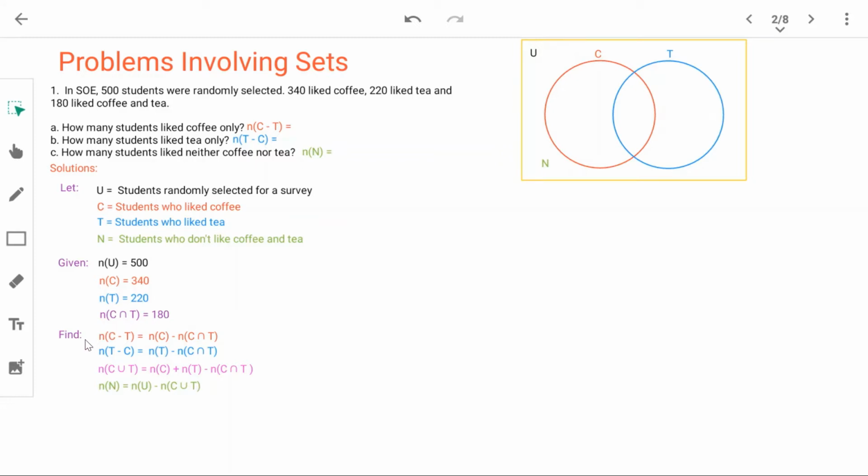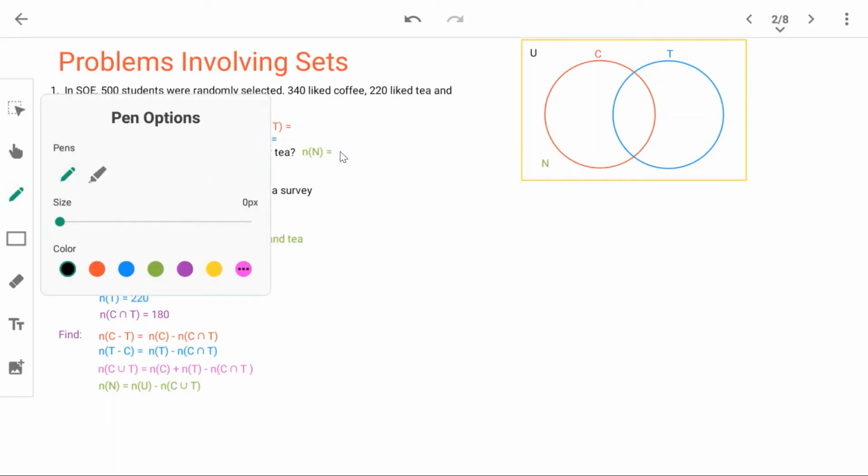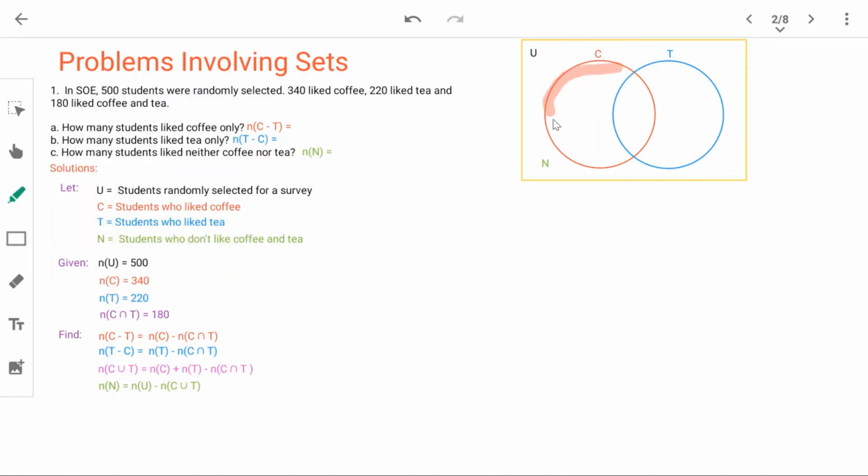Now we are going to find the number of students, this one represented by this notation, the cardinality of C difference T, or the number of students who like coffee only. Okay, to show that in the Venn diagram, this region is the region that illustrates the number of students who like coffee only.